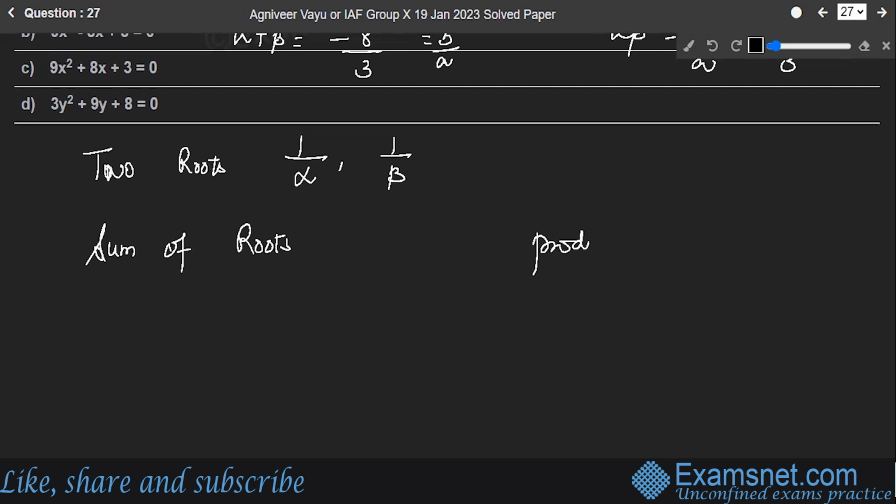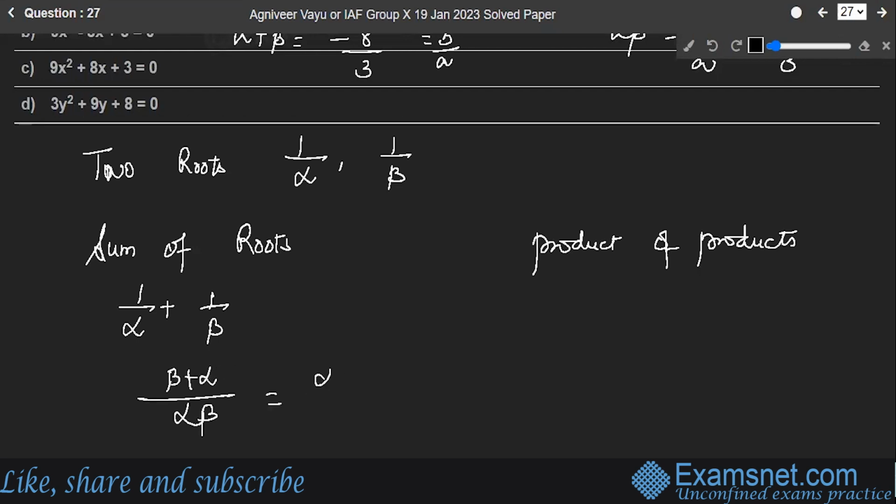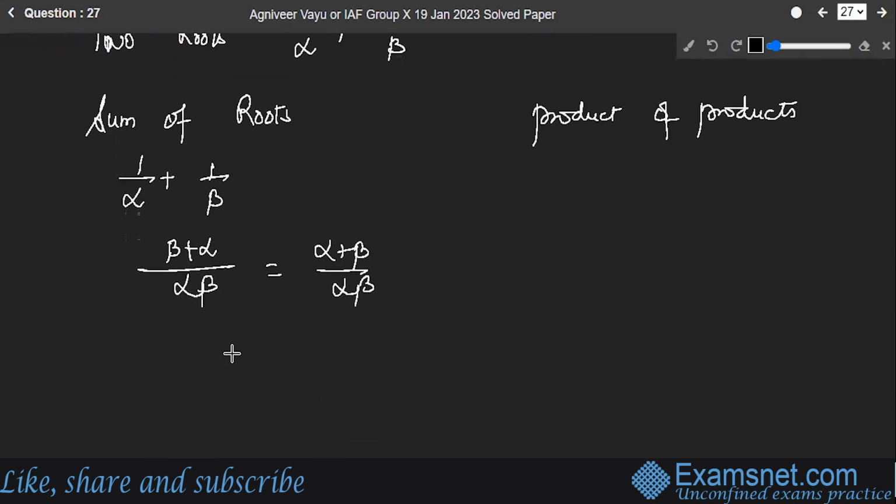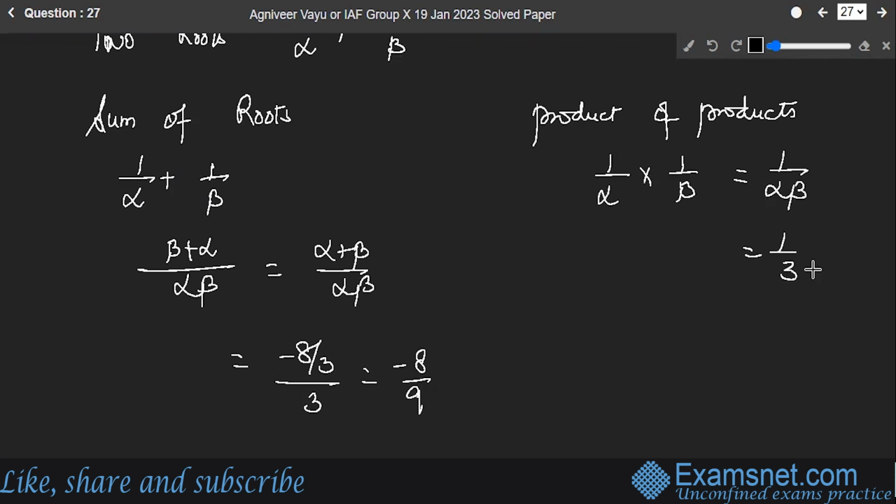And their product. So the sum of the roots will be given by 1 upon alpha plus 1 upon beta. This is equal to this. Right. And you have alpha plus beta as minus 8 upon 3 divided by 3. Right. So this will be equal to minus 8 upon 9. The product of the roots will be equal to this, which is equal to this.